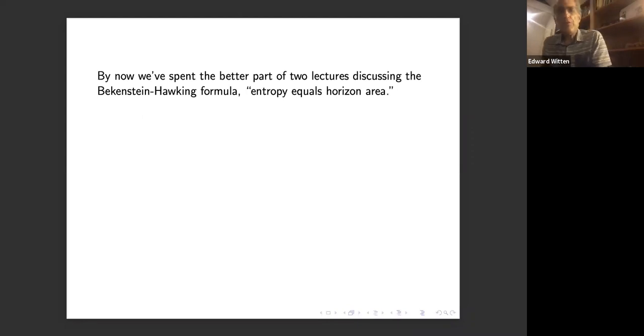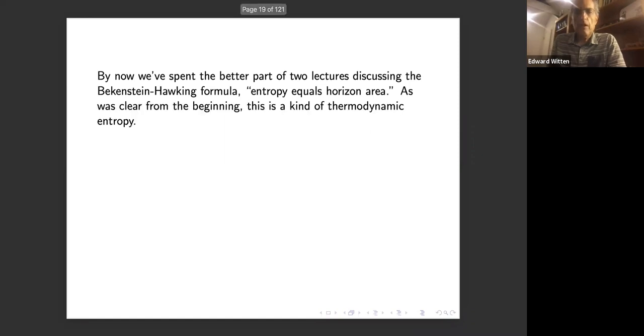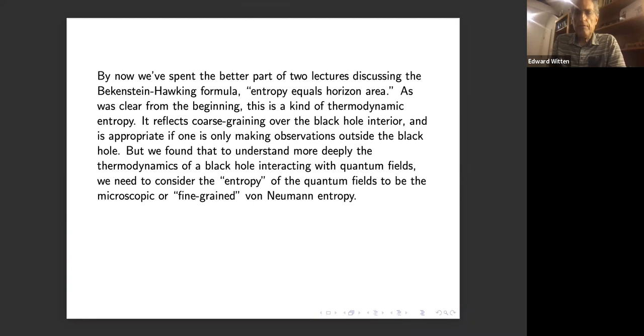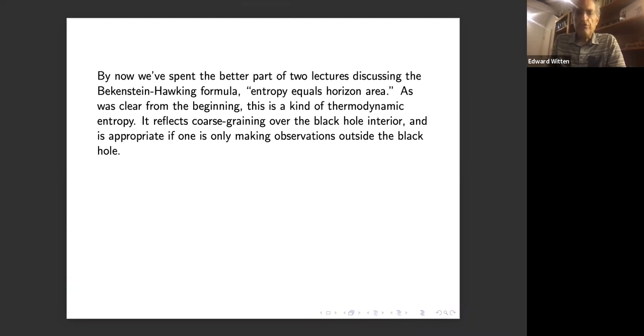So by now, we've spent the better part of 2 lectures, plus a little bit of bonus time today, discussing the Bekenstein-Hawking formula, entropy equals horizon area. As was clear from the beginning, this is a kind of thermodynamic entropy, which increases. It reflects coarse graining over the black hole interior. It's appropriate if you're only making observations outside the black hole. And that's why there's a generalized second law.